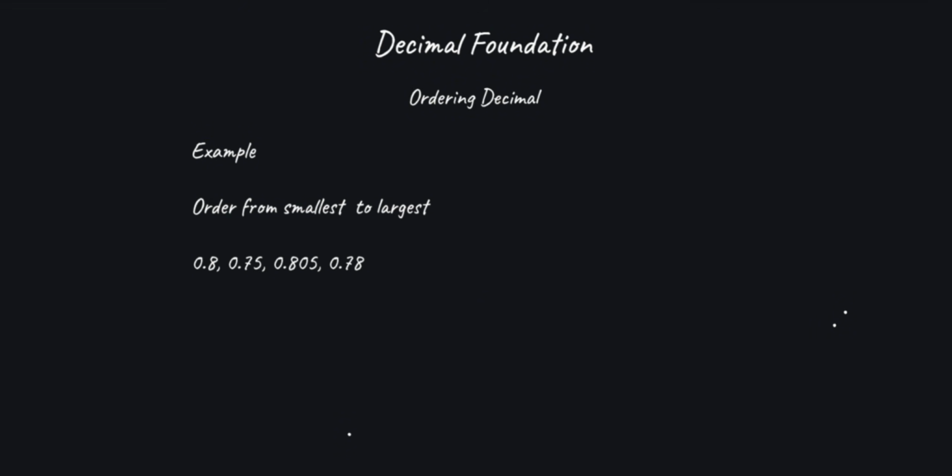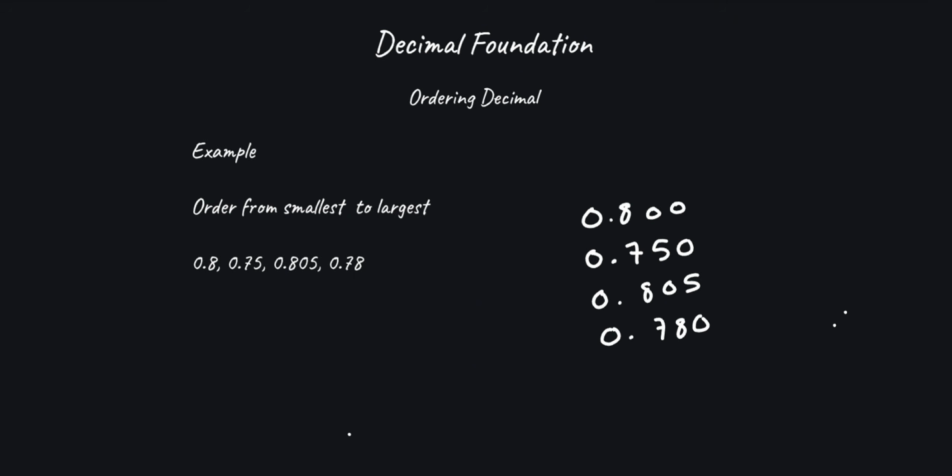Here's another question. We're going to order these numbers from smallest to largest. So we're going to do the same thing. Stack them up. 0.8, 0.75, 0.805, and 0.78. Tenths, hundredths, thousandths. So add a 0 here to have 3 decimal places each: 1, 2, 3, 1, 2, 3. There we go. They all have the same number of decimal places.